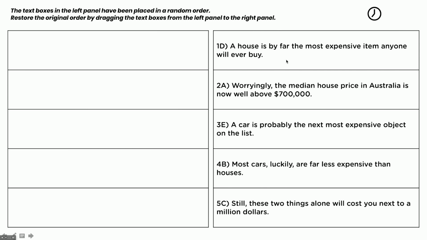So a house is by far the most expensive item anyone will ever buy. Worryingly, the median house price in Australia is now well above $700,000. A car is probably the next most expensive object on the list. Most cars, luckily, are far less expensive than houses. Still, these two things alone will cost you next to $1 million.